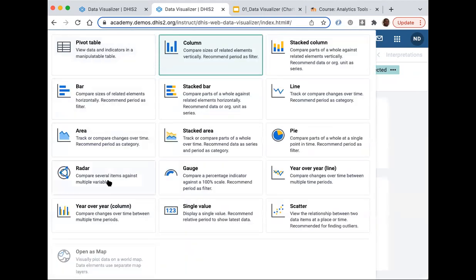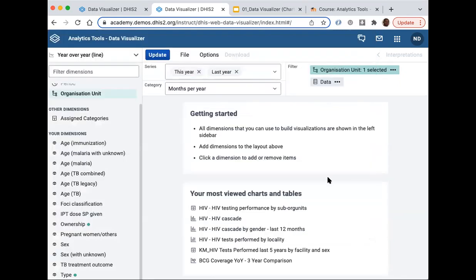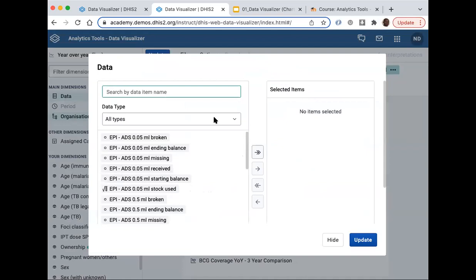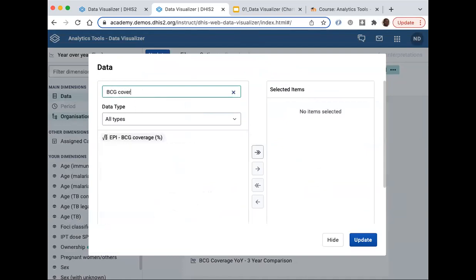Again, the chart type I'm trying to use here is what we call year over year column. You can even do it as a line graph, but let's say year over year. No, it is year over year line graph. You can even use the charts, but let's use the year over year line graph. So you select it. And again, you see what has changed already. Things are beginning to change here. When I select the type of chart, we're still dealing with series, category, and filter, but you see some of the selections have changed the way we do the selections. Don't get worried, we're going to get there. The data we want is BCG coverage. I want to see our BCG coverage over so many years.